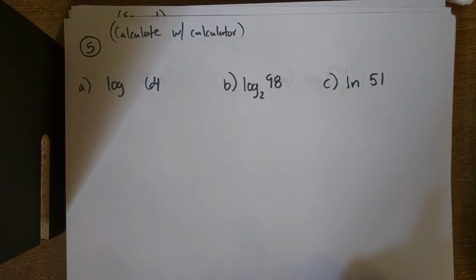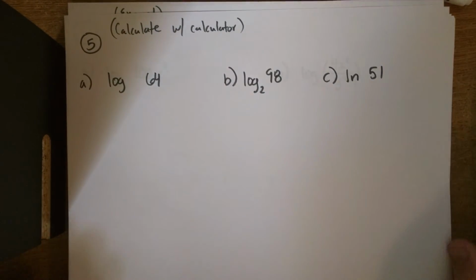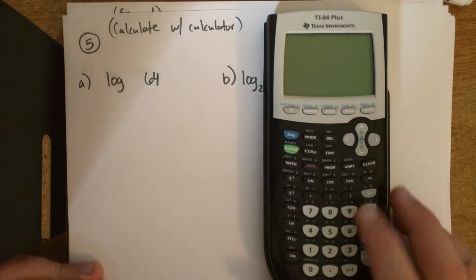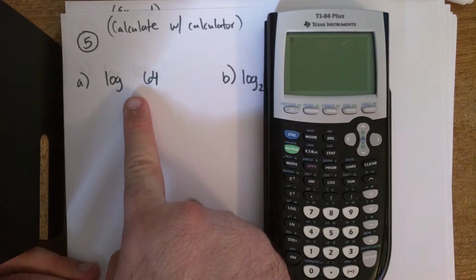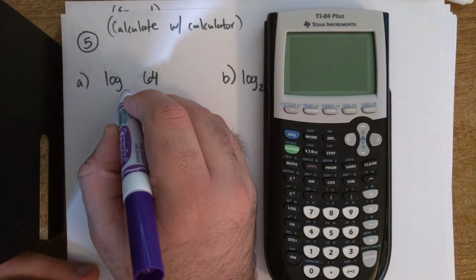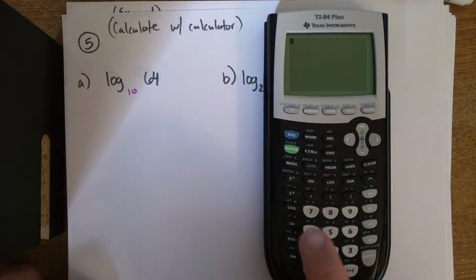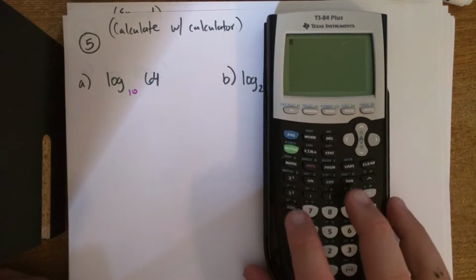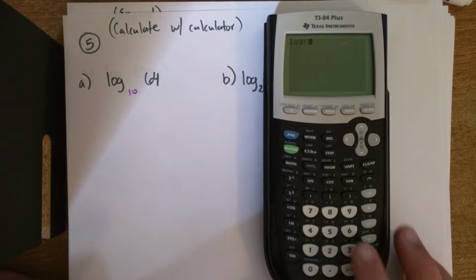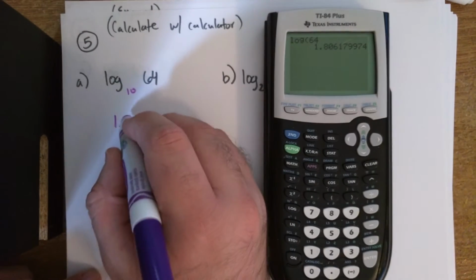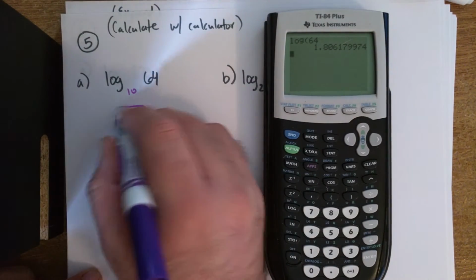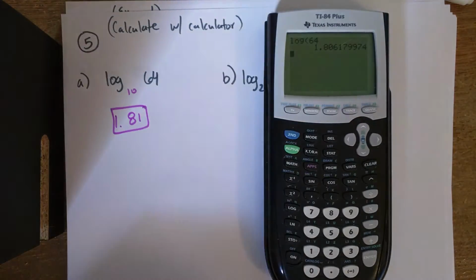Alright. These ones you do have to use a calculator. So honestly, it's just knowing how to use the buttons on the calculator. Log 64. There's a base 10 here. Your calculator is already in base 10, which is nice. So all you have to do for part A is type in log 64. And you get, rounding to 2 places, 1.81 would be that one.